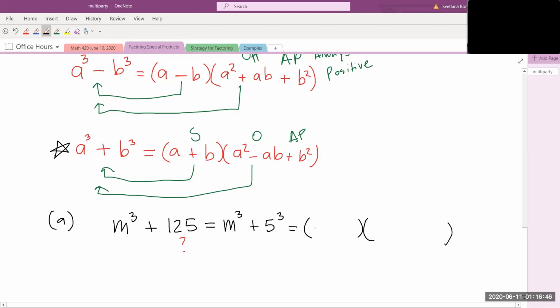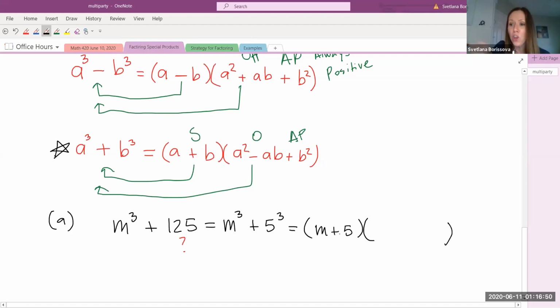So in the first one, you just put the variable and the number, with no cubes. Cover up the cubes and you'll see what goes into the first one. M plus 5, perfect. What's the second one? So what is this part for us? M squared. M squared. And 5 to the second.